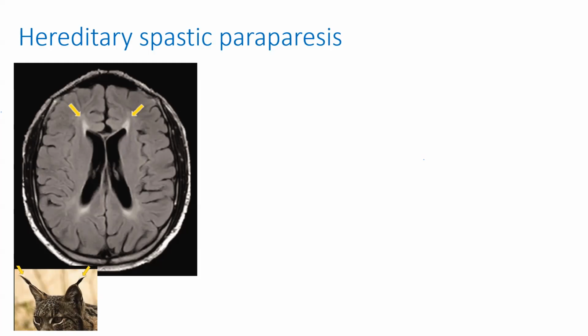If you look at other cases of HSP, many of them have subtle periventricular white matter changes. They have subtle corpus callosum thinning. They have the ear of the lynx sign. So I think if you know what you're looking for, you'll be able to correlate that as, yes, this is the condition.